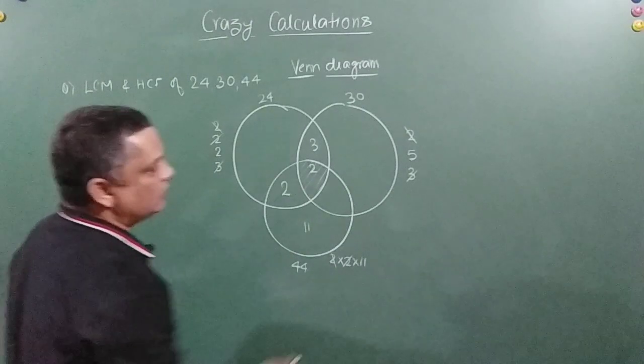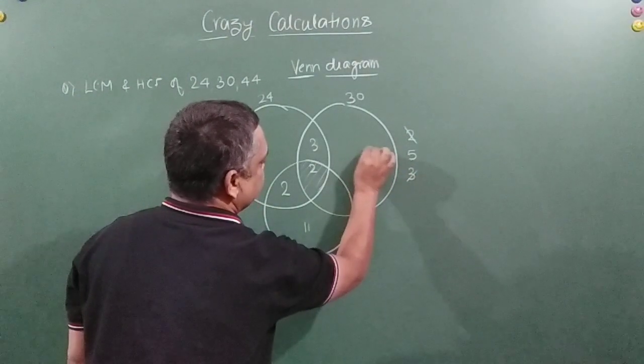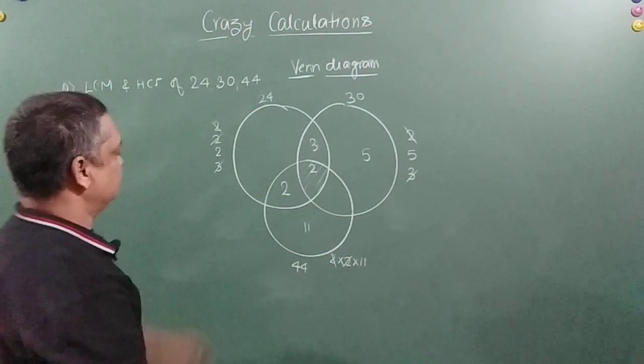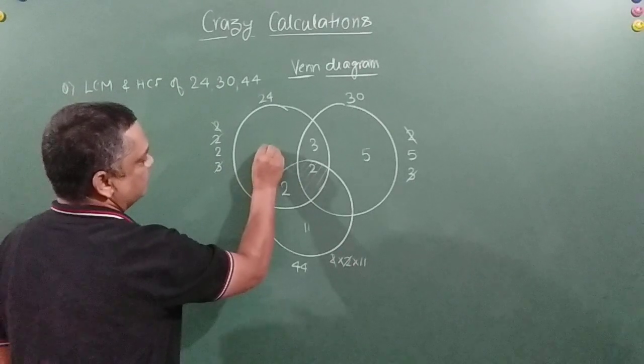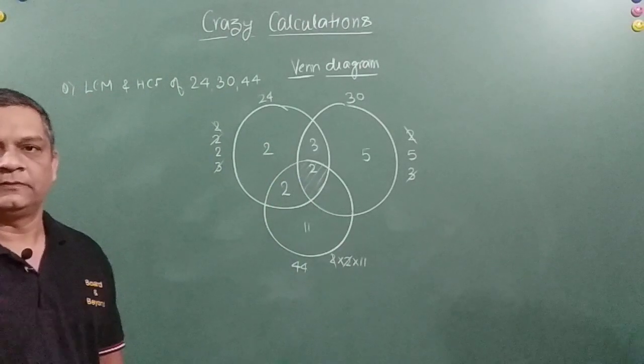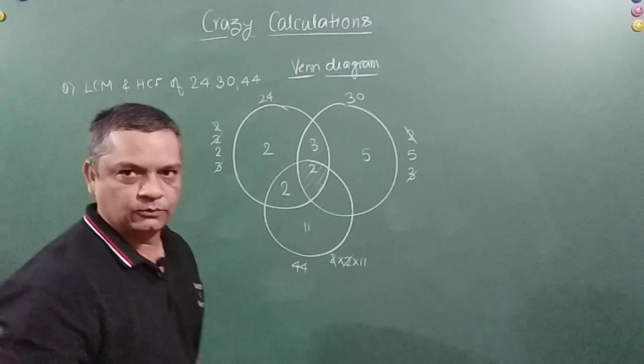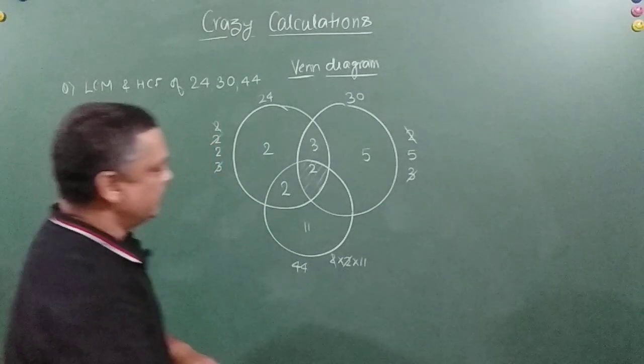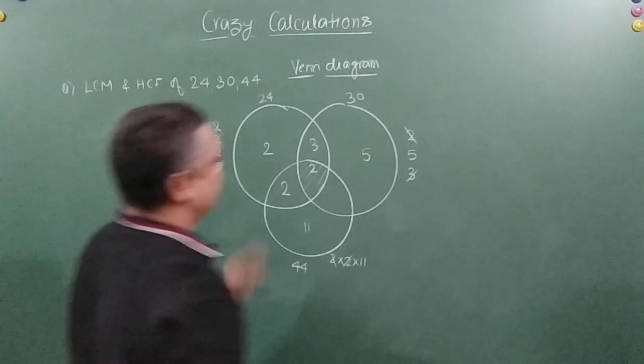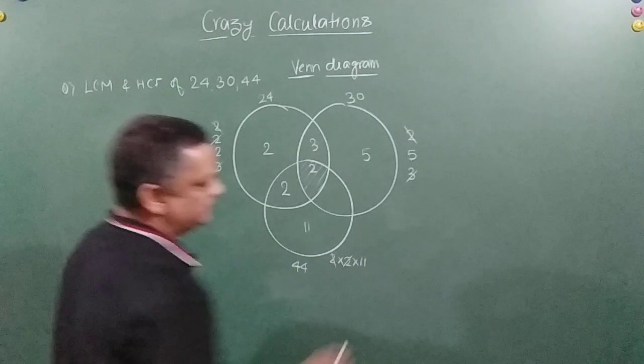Right? Now here I am left with 5, so I write it here. Here I am left with another 2, I write it here. Okay, my diagram is completed now. Venn diagram is completed. Now let us first find out HCF.